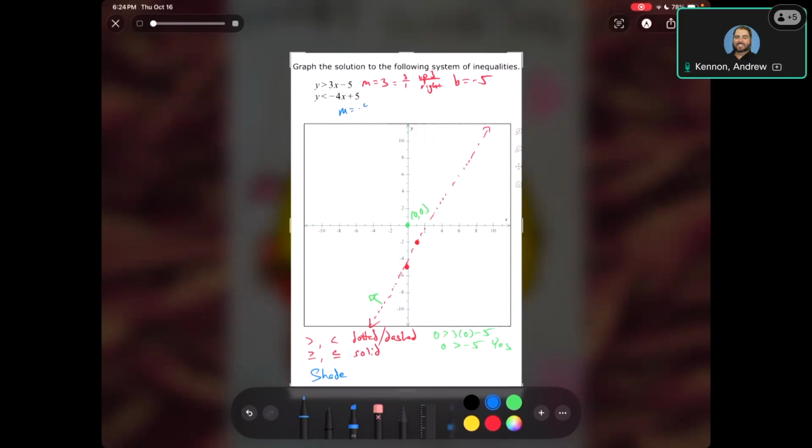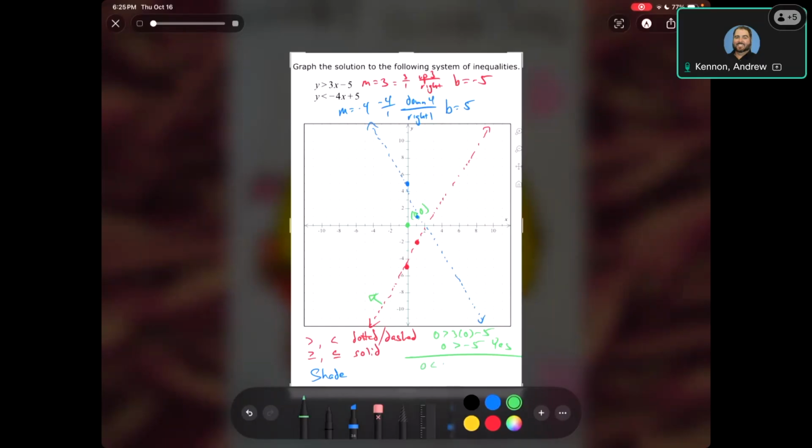Here my slope is negative 4, which is negative 4 over 1. So that is down 4 to the right 1. And my y-intercept is 5. I start at 5 and I go down 4 to the right 1. This again is going to be a dashed line because it is just less than. So again, for my shading, I'm going to plug in 0, 0.